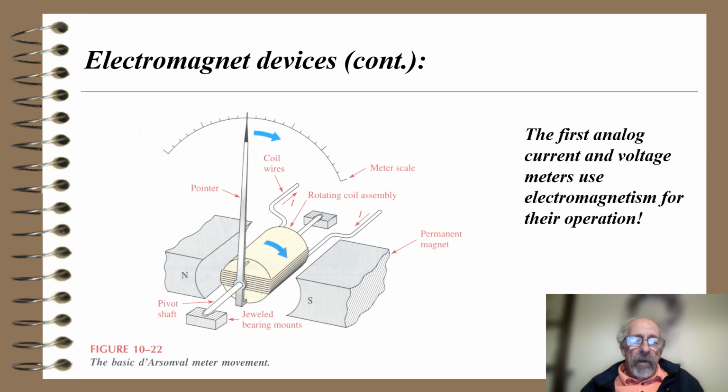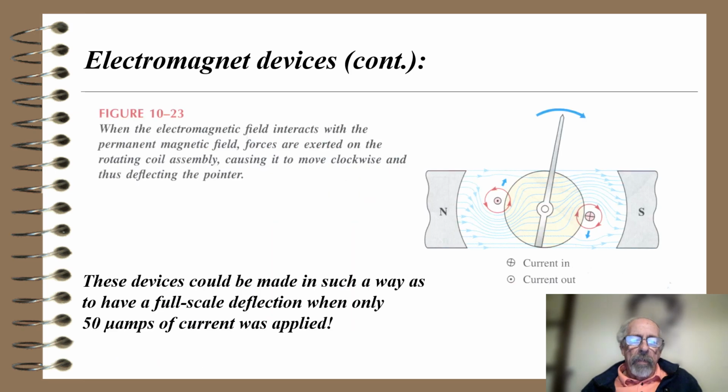As I pass current through the coil wires on the rotating coil assembly, it forms a magnetic field which repels the north and south poles of the permanent magnet and causes the pointer to move on the meter scale. The more current I pass through there, the more the motion. And that's called the basic d'Arsonval meter movement.